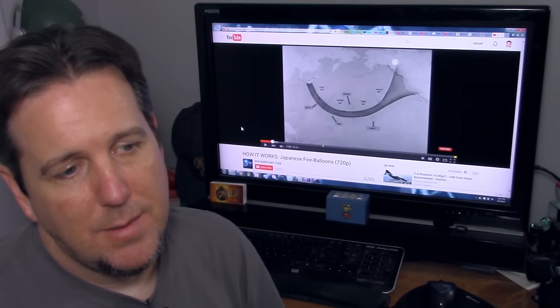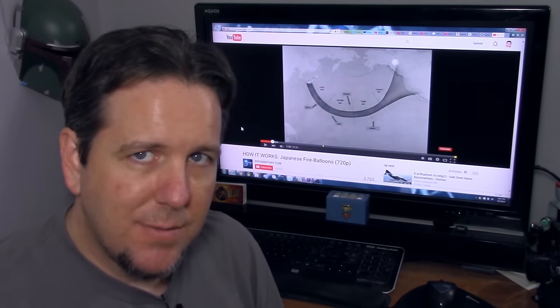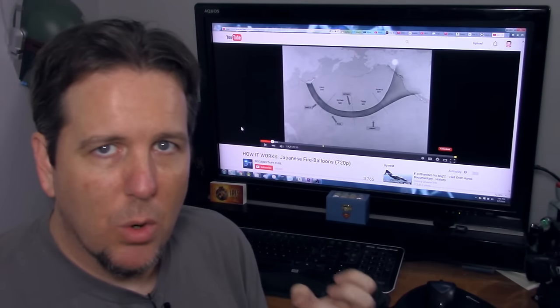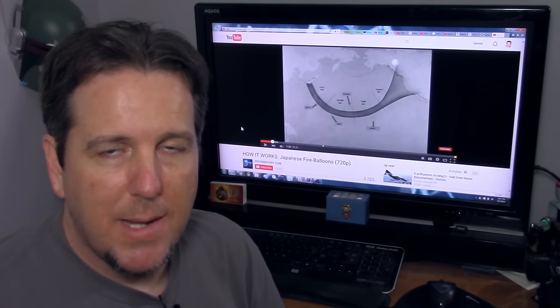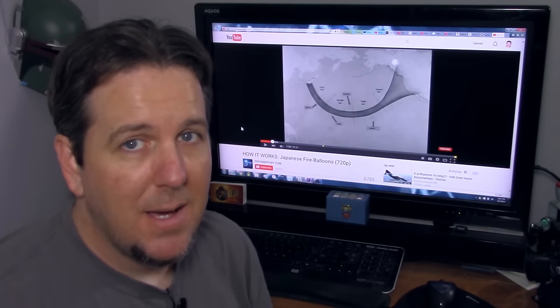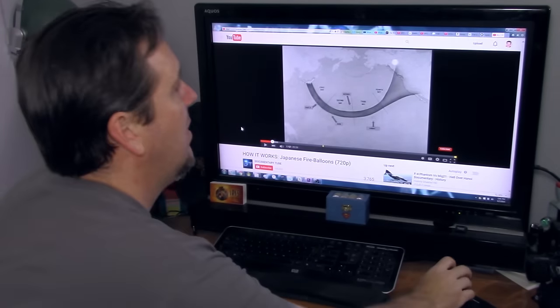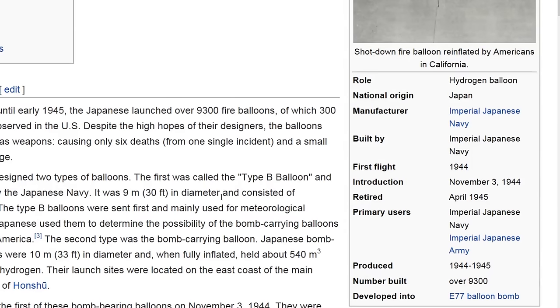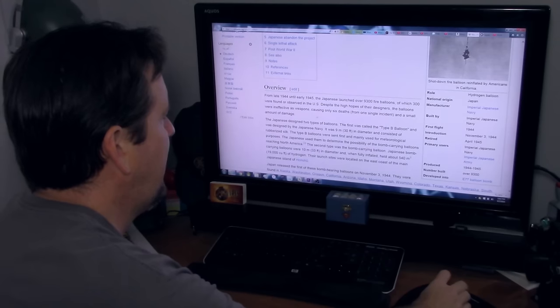Also keep in mind, we had an attack the previous day. Was this some type of semi-coordinated effort by Japan to have a multiple strike in our nation at that time? Quite possibly. However, a little problem with this theory. If we look over here, the first flight for these fire balloons was late 1944, and they were retired in April of 1945. Seems like they had a fairly short lifespan.